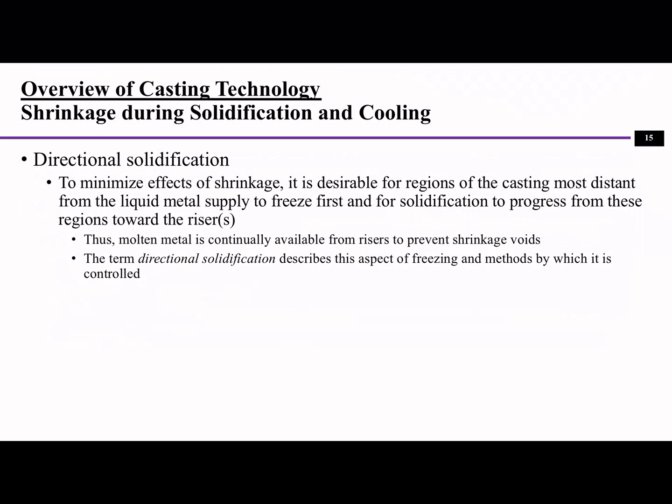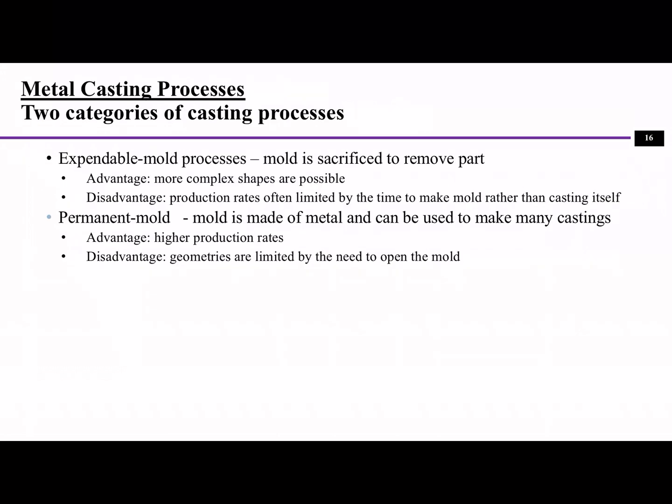So directional solidification is to minimize the effects of shrinkage. It is desired that solidification starts with a region that's really far away from the pouring region, right? And then later the regions closer to the pouring place solidify later. So that's why it will make the part more smooth, and also let the molten metal flow into the cavity. So this is the directional solidification.